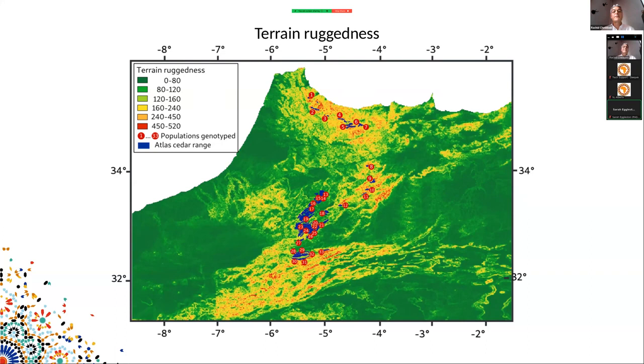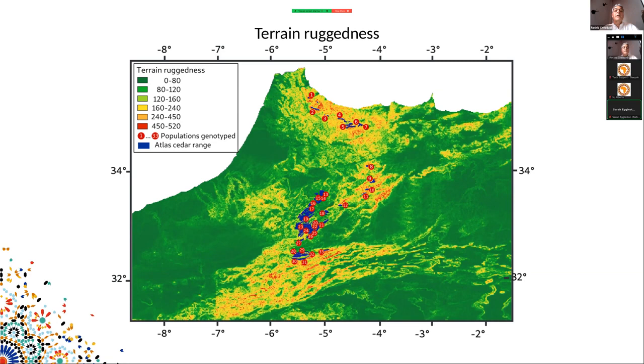Terrain ruggedness or landscape rugosity is in fact just the difference in elevation between one grid cell and the nine surrounding cells. So roughly what we see on this map is a scale here from red to green. The more red, the more abrupt or rugged the terrain is. Flat areas are in green and rugged areas are in red. On top of this map, you can see the location of all the populations that we have collected for DNA. And the blue area here is the Atlas cedar distribution.